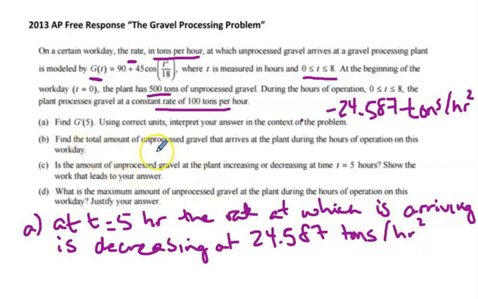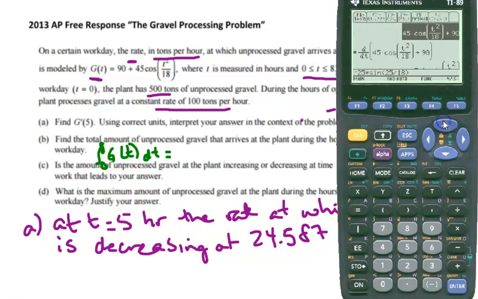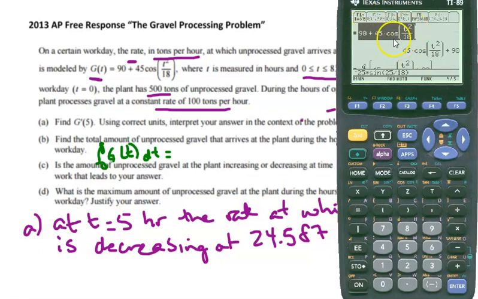So part B says, find the total amount of unprocessed gravel that arrives at the plant during the hours of operation on this workday. Well, that means that we have to integrate the rate in, because the integral of G of T on the interval from 0 to 8, which is the hours of operation, will give us the total amount of gravel that has arrived. So we go back to our calculator, and notice that the very first thing I had done was type in the G of T equation on its own. I didn't use any calculus on it when I first typed it in because I wanted to have this equation typed in to make my life easier as I went through the problem.